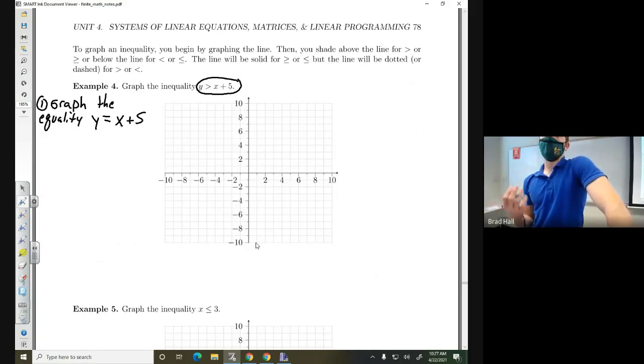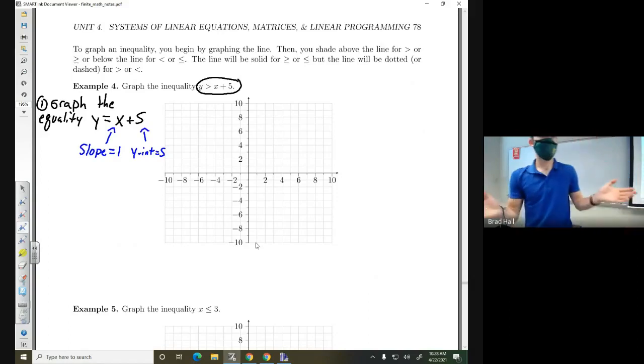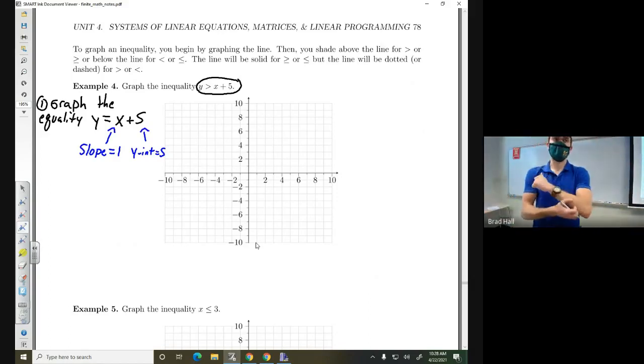Now, what we did before was we found the x and the y intercepts by plugging in 0 for x, plugging in 0 for y, but they already gave us mx plus b form. We could figure out the line a lot more easily because they told us that the slope is 1 and that the y-intercept is 5. So they already gave us that. There's no point in having to find the x and the y-intercept. We already have all the information we need right here.